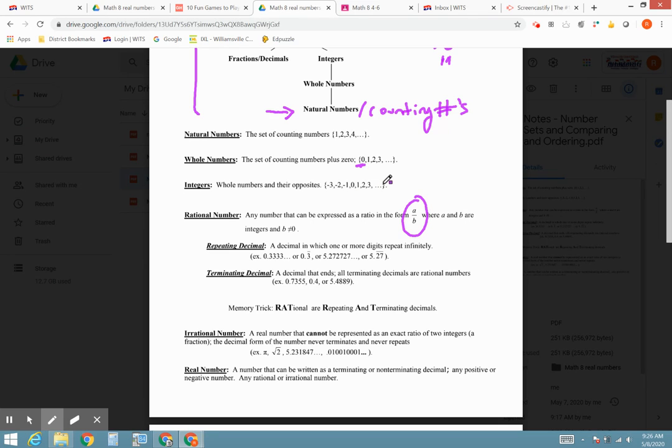Integers are all of the whole numbers plus their opposites or their negatives. Rational numbers include all of our fractions, so any repeating or terminating decimal.